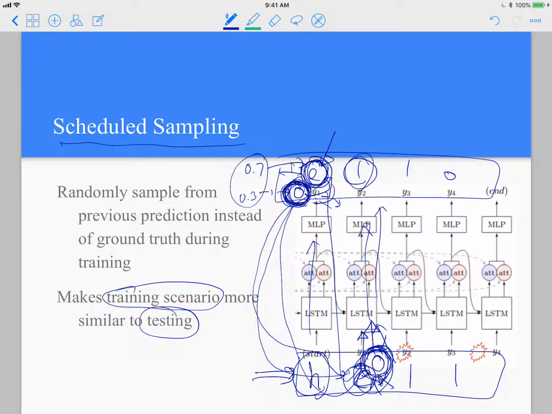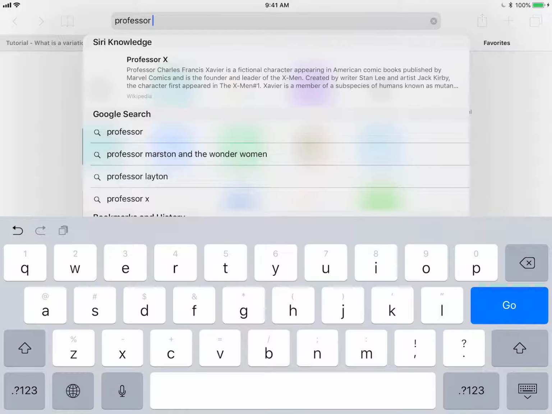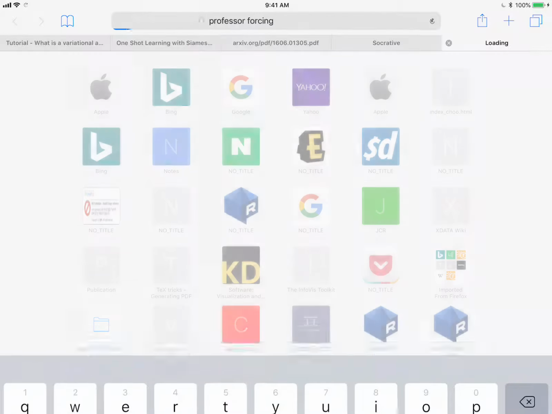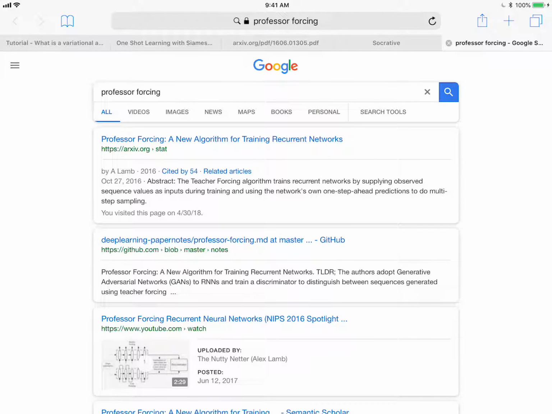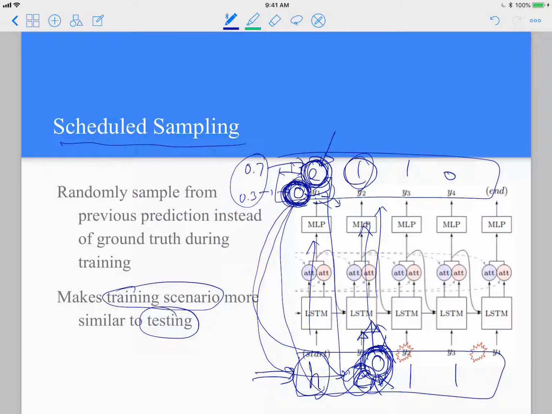And then there is another strategy called professor forcing. I'm not sure how famous or how widely used it is, but the name sounds interesting, right? Let me check the citation. Okay, it's got only like 54 citations, so it may not be used widely. But anyway, I tried to look at this paper before our class, but I didn't find time, so I cannot explain it. If anyone knows how it works, feel free to share.